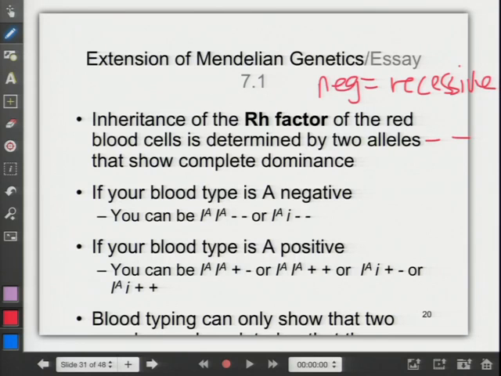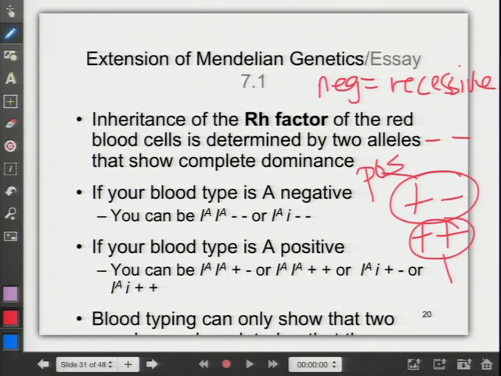So if you're negative, that means your phenotype is negative. I'm A negative. I don't know what my genotype is for the A. I could be homozygous A or heterozygous A, but I know I'm homozygous recessive for the Rh factor because I'm Rh negative. Whereas if you're a heterozygote, you're Rh positive, and obviously if you're homozygous dominant, you're Rh positive.